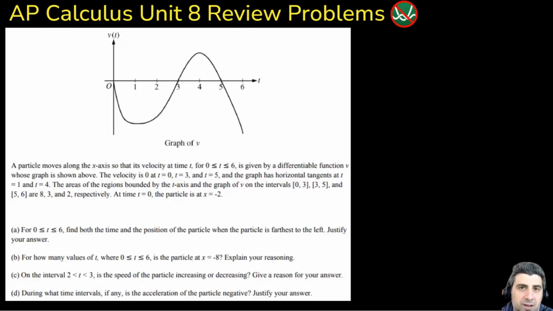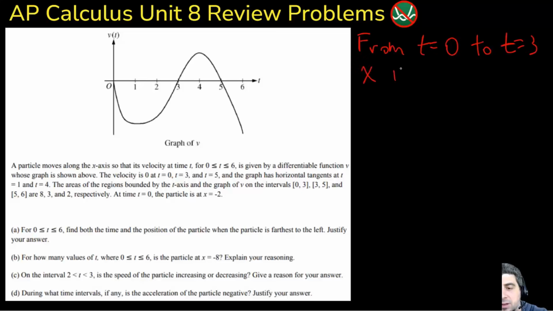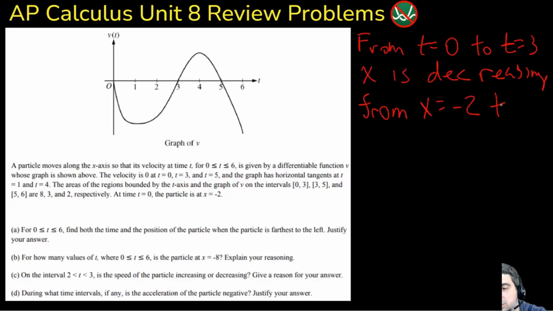To use the intermediate value theorem, you only need the condition that the function is continuous on the interval. Since v is differentiable, we know that v is continuous. So we could say something like from t equals 0 to t equals 3, x is decreasing from x equals negative 2 to x equals negative 10. And then we'll go from t equals 3 to t equals 5 and figure out the position.